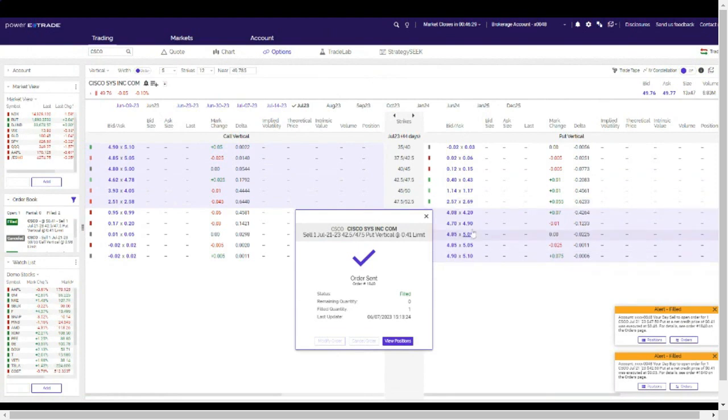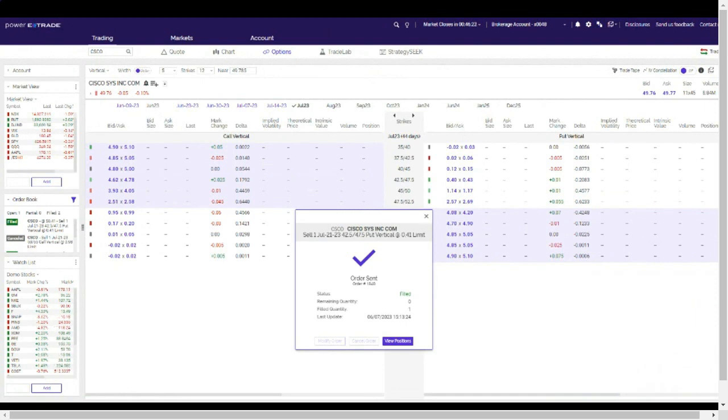Just like that, I'm filled on both the put credit spread and a call credit spread, or Dave Whitmore's favorite strategy. I'm sorry, Sean. Dave Whitmore's favorite strategy, the iron condor.